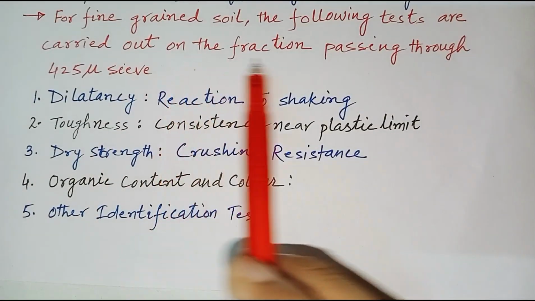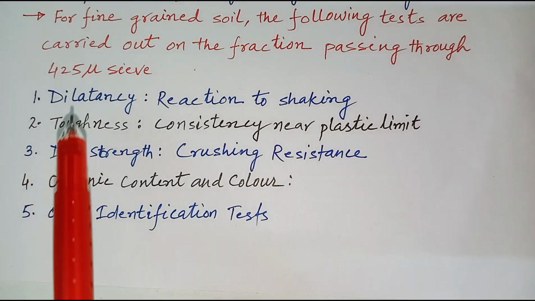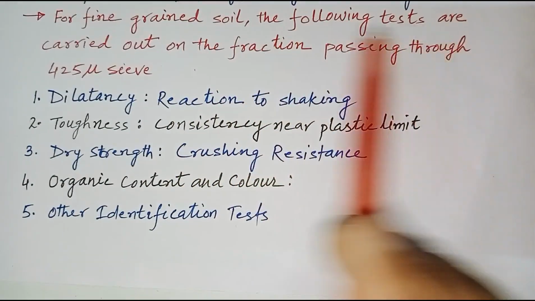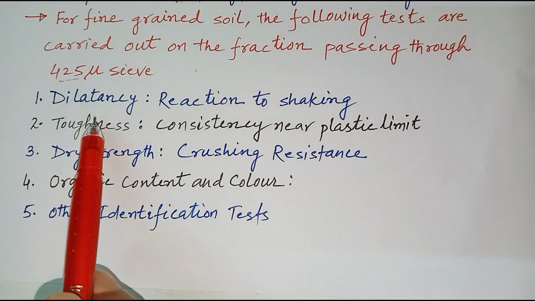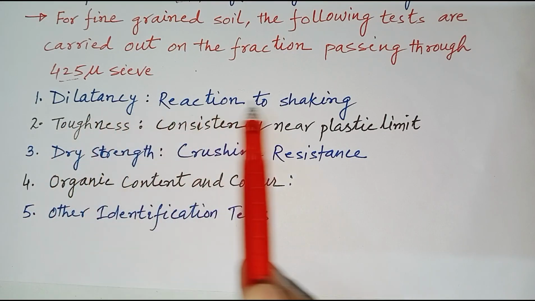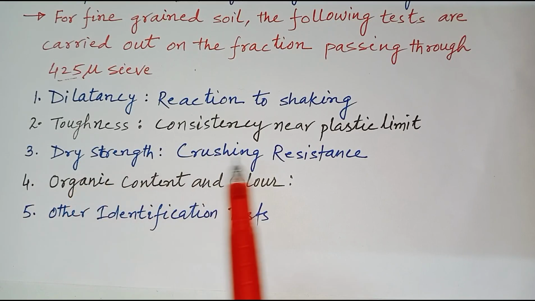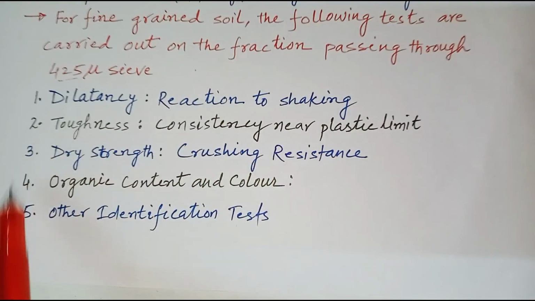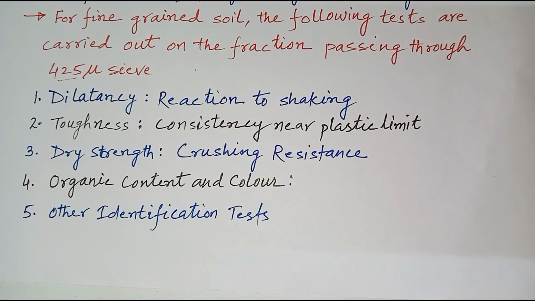For fine grain soils, the following tests are carried out on the fraction passing through 425 micron Indian Standard sieve. Since the fine grain soil is not visible by naked eye, for fine grain soil the following tests are carried out on the fraction passing through 425 micron sieve. Number 1, dilatancy. Dilatancy is reaction to shaking. Toughness, consistency near plastic limit. Dry strength, crushing resistance, and organic content and odor, and other identification tests. So these are 5 tests to classify the fine grain soil in the field or identify in the field.